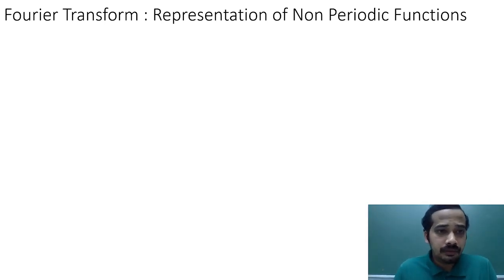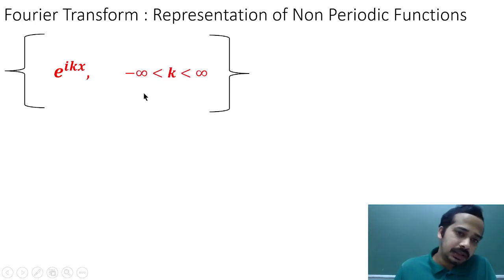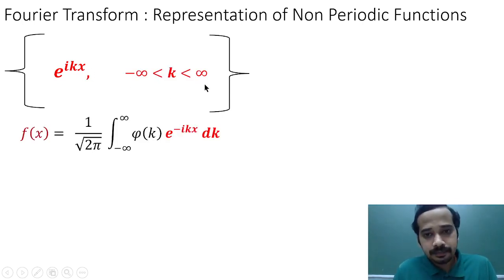So here we should take the Fourier transform. That means we can represent a non-periodic function in the region minus infinity to plus infinity. In the whole region, we can express a non-periodic function in terms of some basis. We shall see that. So e to the power i k x will act like a basis here, where k is between minus infinity and plus infinity, and x is between minus infinity and plus infinity again.